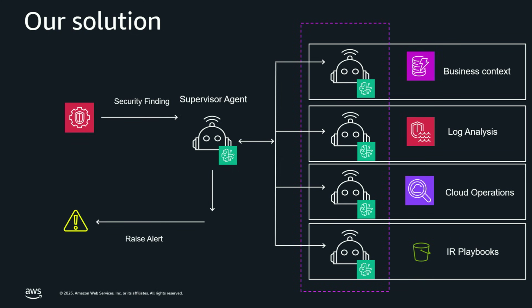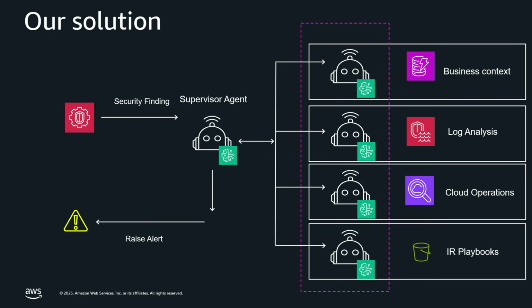This could work in two different ways. The first one could be approached like an event-driven architecture where we could take GuardDuty findings. GuardDuty is our threat detection service. So we could take GuardDuty findings and automatically feed that to our agentic system.